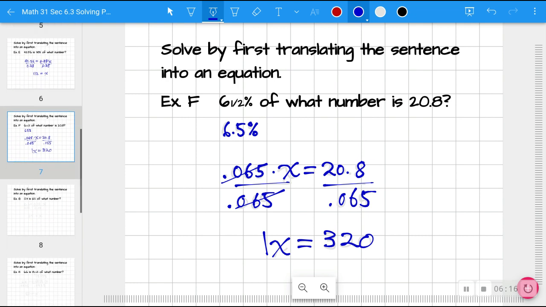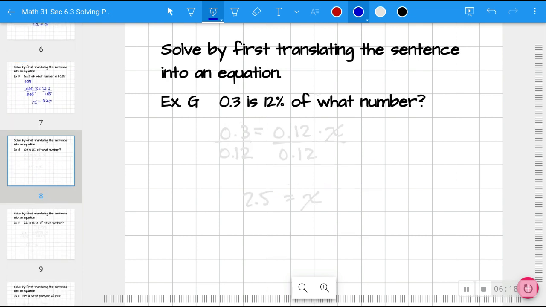So these answers aren't intuitive. You've got to get your calculator involved, okay? All right, 0.3 is 12%. Let's write it as a decimal. You always write it as a decimal in these problems.